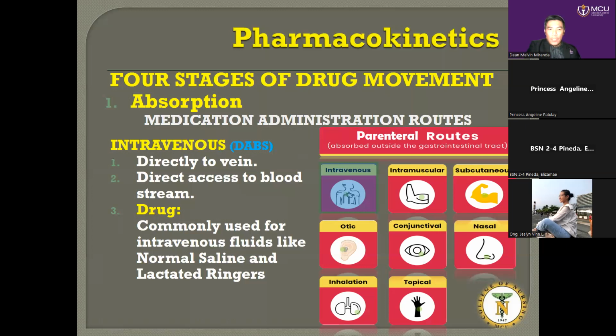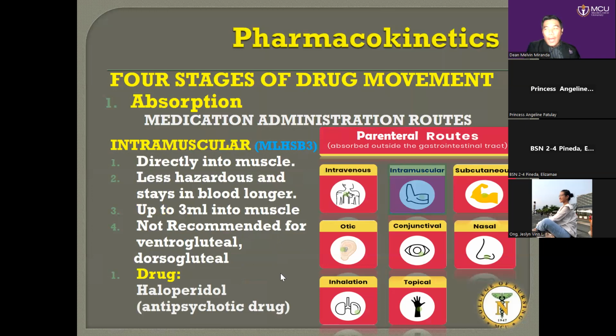Other than the intravenous, we have what we call intramuscular. For intramuscular, let us remember ML, that is not Mobile Legends, MLHSD3. When we say ML, the drug is being administered via muscle, LH, less hazardous. Then we have SB, stays in blood longer. So when the drug is administered intramuscularly, the effect lasts long. Sometimes when you are vaccinated intramuscularly, the pain is felt for quite a while, because it stays longer.